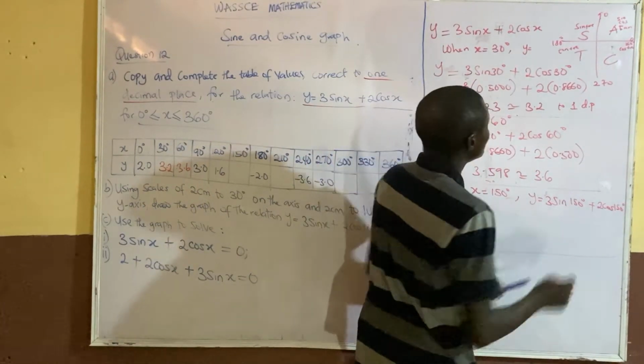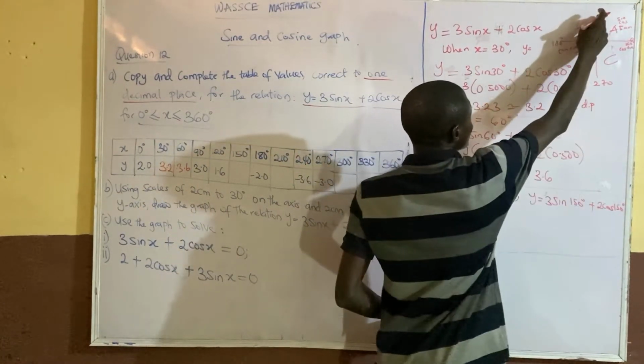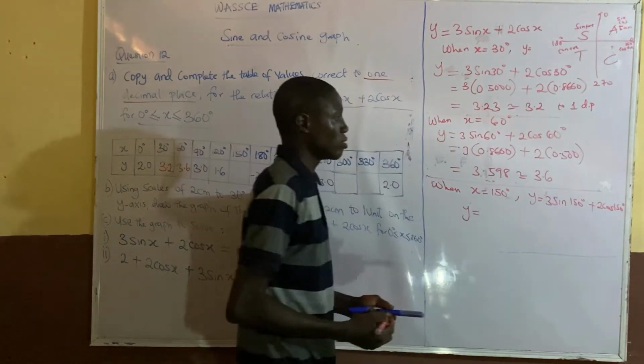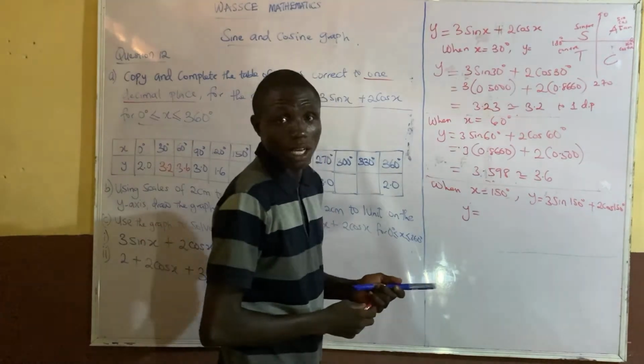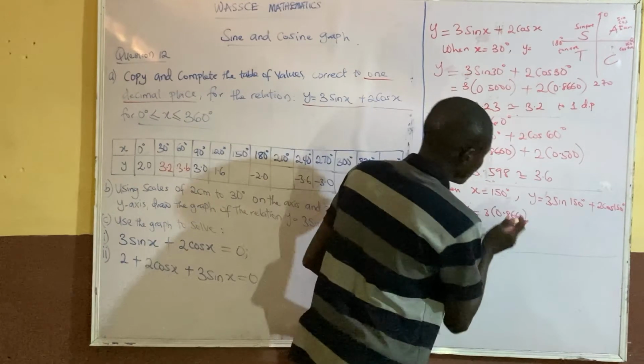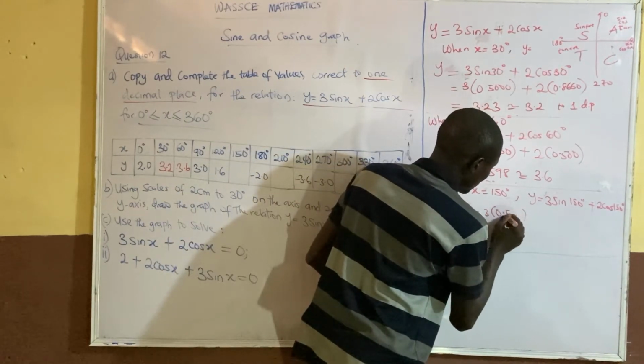For sine 150, we are between 90 and 180, and sine is positive. So definitely we are going to have a positive value. So it will be 3 into bracket 0.5, press your calculator.